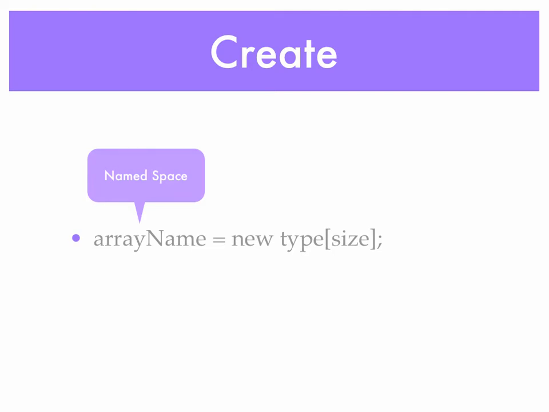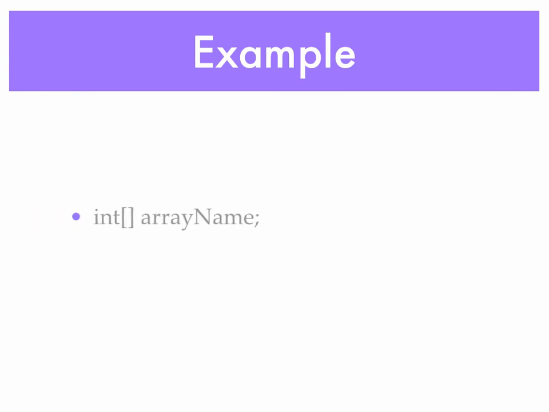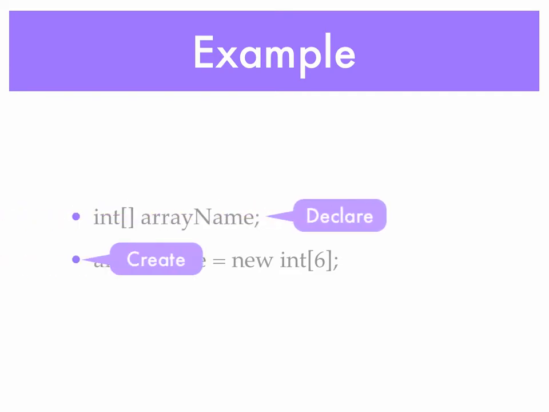So we have a namespace, we create the actual array, and we assign that newly created array to that namespace. Well, actually what goes into the namespace is the address of the first space in our newly created array. So in the namespace is an address. So here, as an example, I've declared an array of ints I'll call array name. Here I actually create that array with array name, the assignment operator, the keyword new, a repetition of the type, that's an int, and here I've created an int of size 6. So here's my declaration, here's my actual creation.